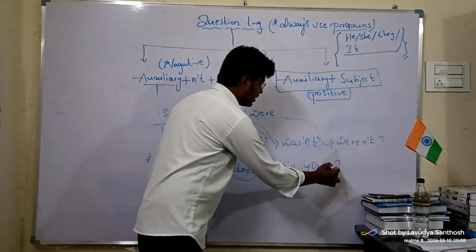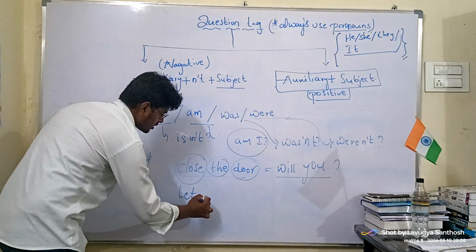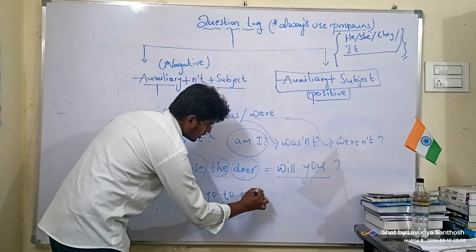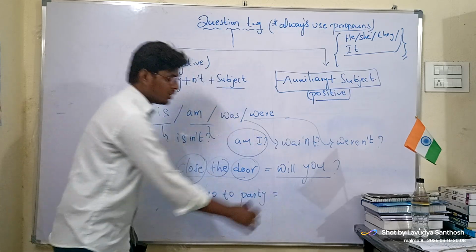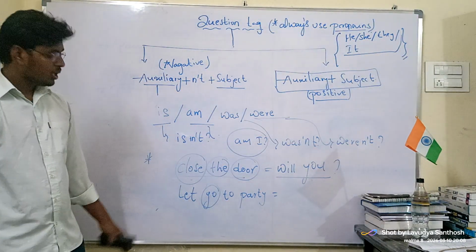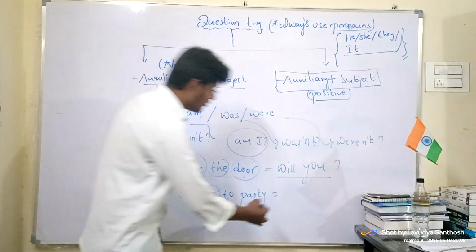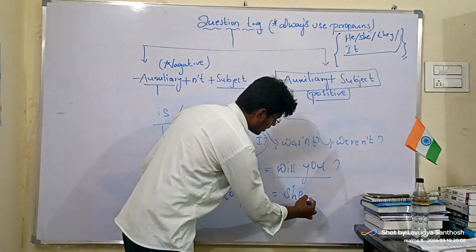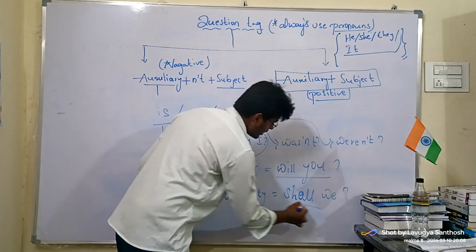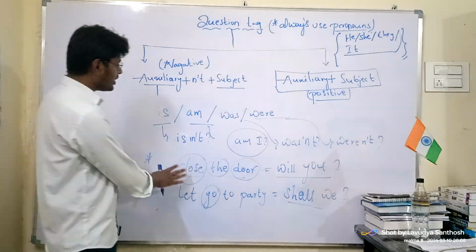Okay, will you. Now this is important: let's go to the party. Since go is the main verb given but there is no auxiliary, how can we understand? Let's go, now shall we. We must add this, shall we. This is very important.